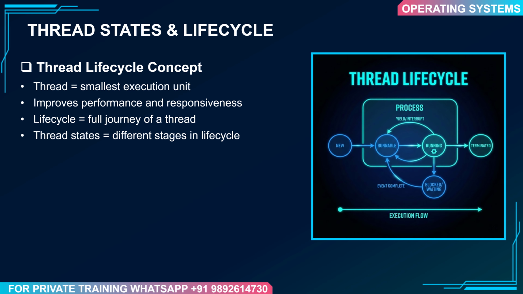Now it is time to understand what actually happens to a thread from the moment it is created until it finishes its work. This journey is what we call the thread life cycle, and the different situations a thread can be in during this journey are known as thread states.